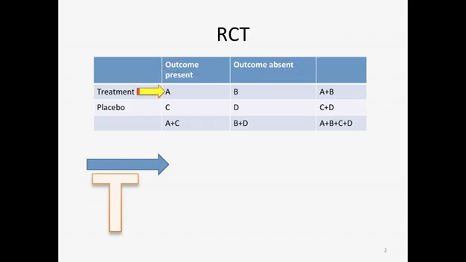Cell A represents the number of individuals in the experimental, that is, the active treatment group, who show the outcome of interest. Cell B represents the number of individuals in the experimental group who do not show the outcome of interest. Cell C represents the number of individuals in the control group, the group that received the placebo control intervention, who show the outcome of interest. Cell D represents the number of individuals in the placebo group who do not show the outcome of interest.